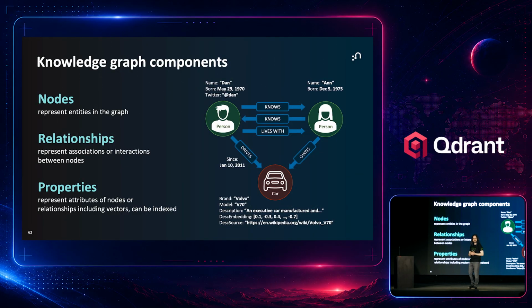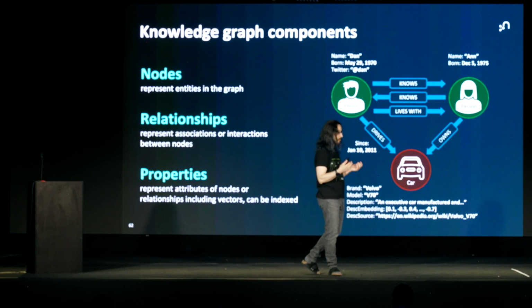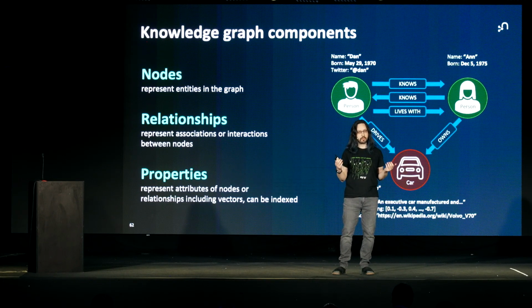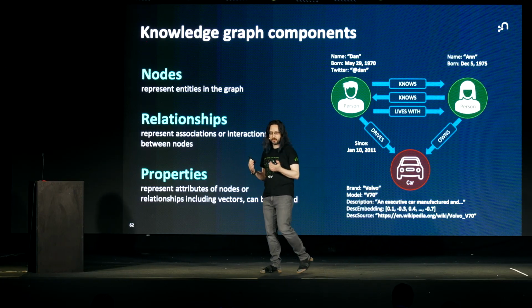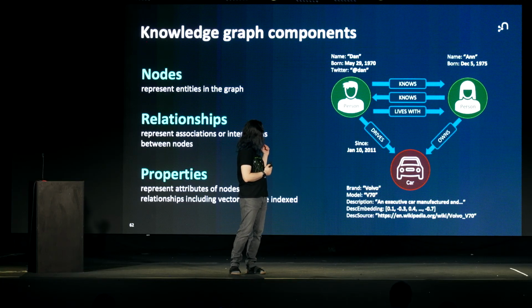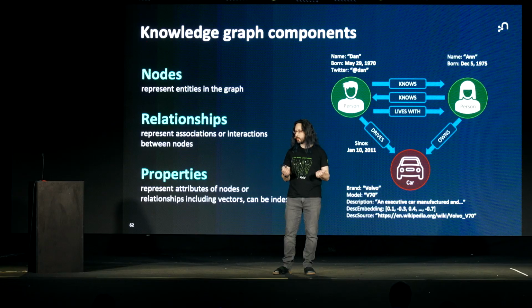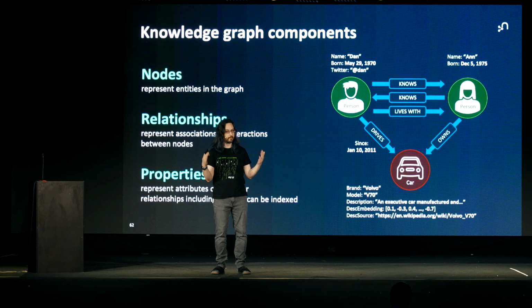So if you're not familiar with knowledge graphs, they're constructed of nodes, of relationships, and of properties on top of those. You can have properties both on nodes and relationships. And here's a simple example of a graph. So we have Dan, who we have information about him, his birthday, his Twitter handle. We have Anne, and they know each other. Dan lives with Anne, so we know who wears the pants in this family, or this relationship. And also he drives Anne's car. And we have some information about the car as well. So we know the type, we know the model, the make, but we also have an embedding.